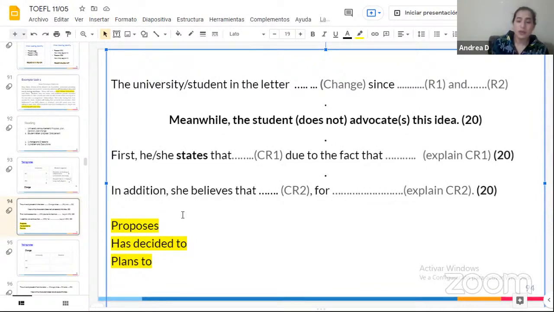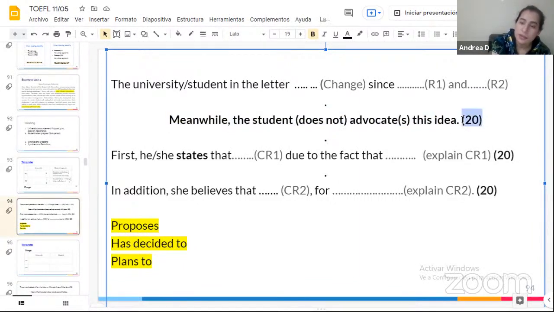That's it. Now, the second thing you need is a short, well, not so short, transition here. This is really important, guys. You're going to say something like "meanwhile." I think this one is really good. I wouldn't change it if I were you, because it's kind of neutral. If the student is in favor, it works. If the student is against it, it works. It's not like "however," when the student needs to be against the change. So you could say, "Meanwhile, the student does not advocate this idea," or "doesn't agree with the plan," or "doesn't like the plan." But you need to use this transition.